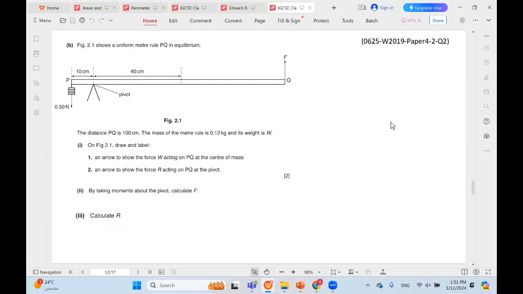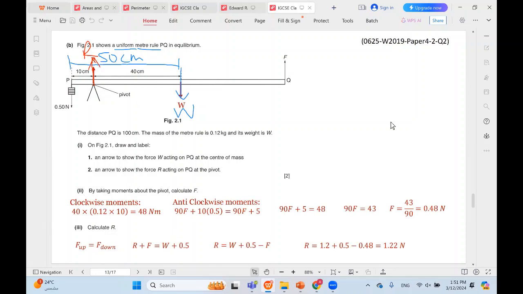So it's a meter rule, which means it's 100 centimeters in total. And it's uniform, which means that the weight must act 50 centimeters from P. So the weight must act at this point here. And then we want an arrow to show the force R acting on PQ at the pivot. So the arrow would simply look something like this. So let's see the answer. Like we said, the W acts at the middle of the beam and R acts on top of the pivot.